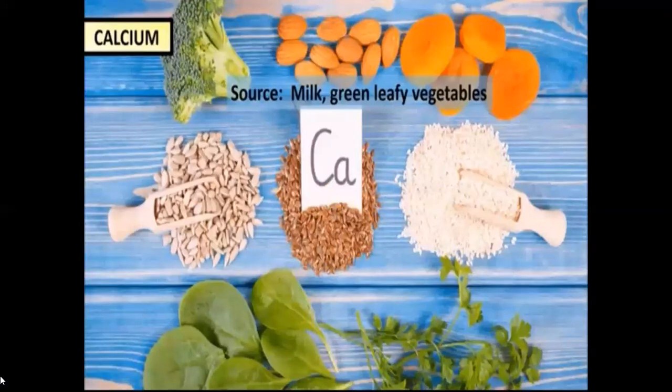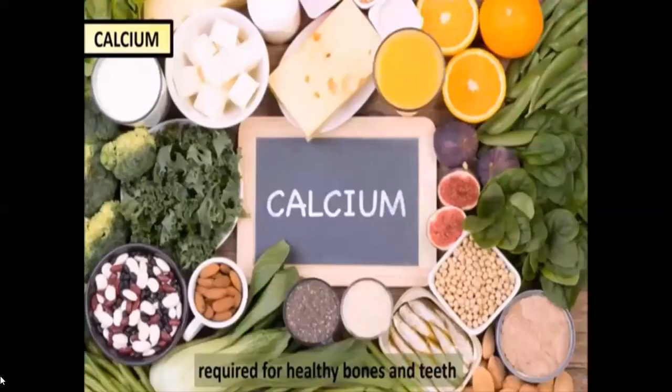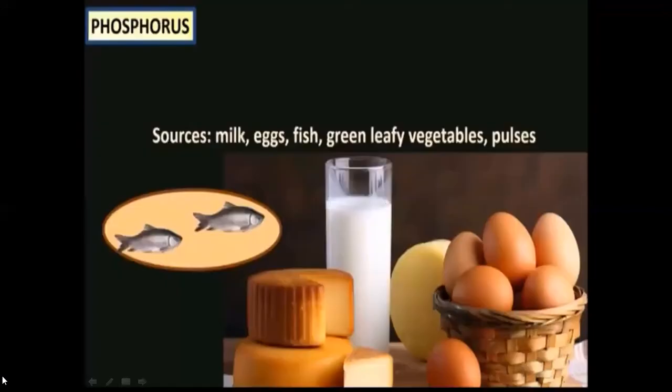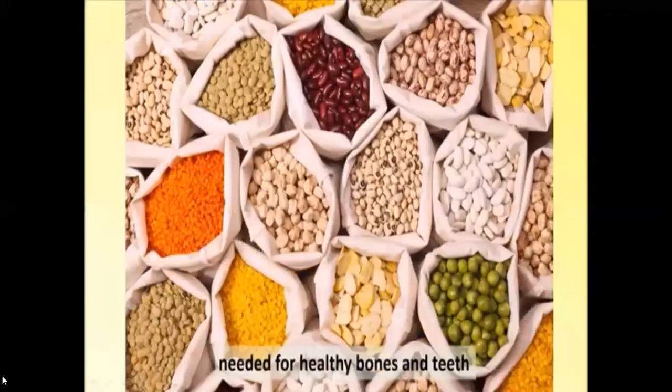And what are the functions of calcium? It is required for healthy bones and teeth, and we get it from milk, green leafy vegetables. Now phosphorus. Phosphorus we get from milk, egg, fish, green leafy vegetables and pulses. And what are the functions of phosphorus? It is also needed for healthy bones and teeth. So calcium and phosphorus both are required for healthy bones and teeth.